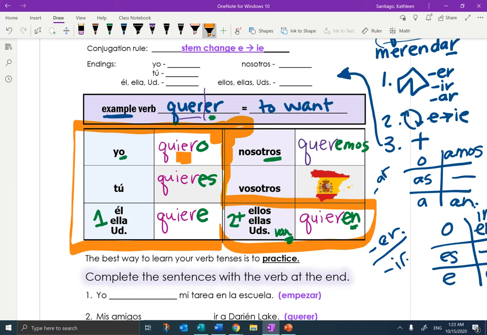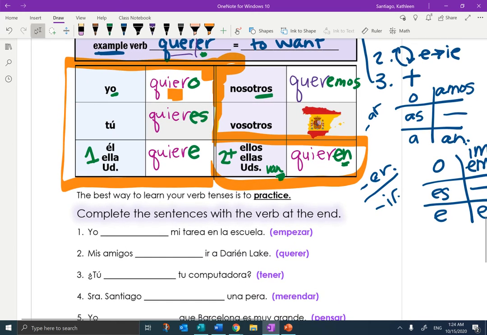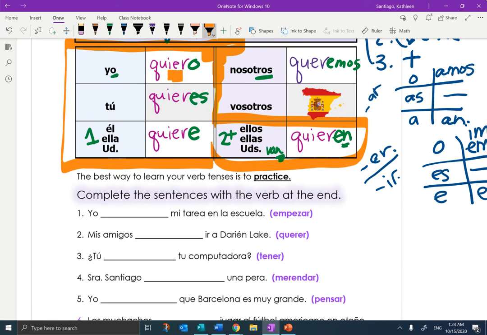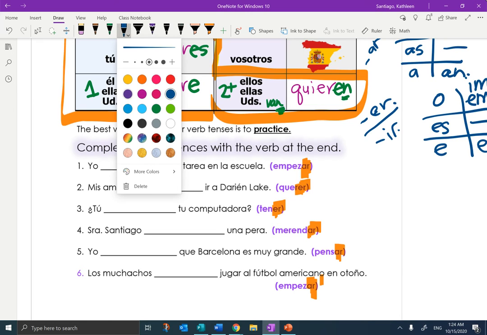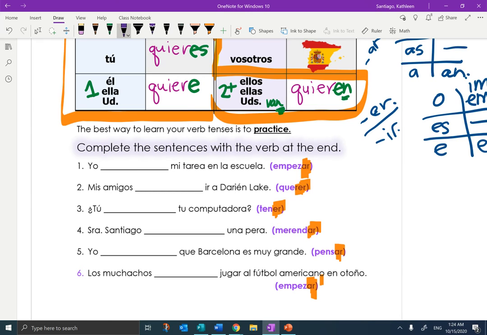Okay, remember, this is just an example. So when we get down to the sentences, notice that in the pink glow, it says, complete the sentences with the verbs at the end of the sentence. Okay, so be careful because let's look. That's AR, ER, ER, AR, AR, and AR. So you want to be careful to make sure that you are actually conjugating with the correct ending. So let's do number 1 together.